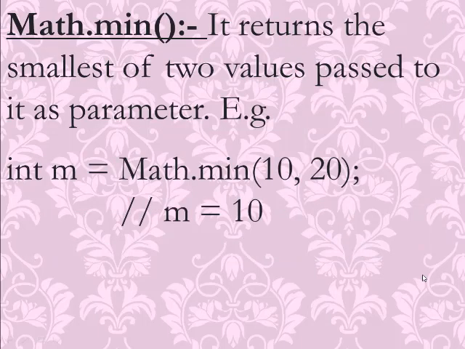Next function is math.min function. It returns the smallest of the two values passed as parameter within the round brackets. So if we have math.min 10, 20, it will return the smaller of the two, that is 10. So if we print the value of m, you will get 10 as output.